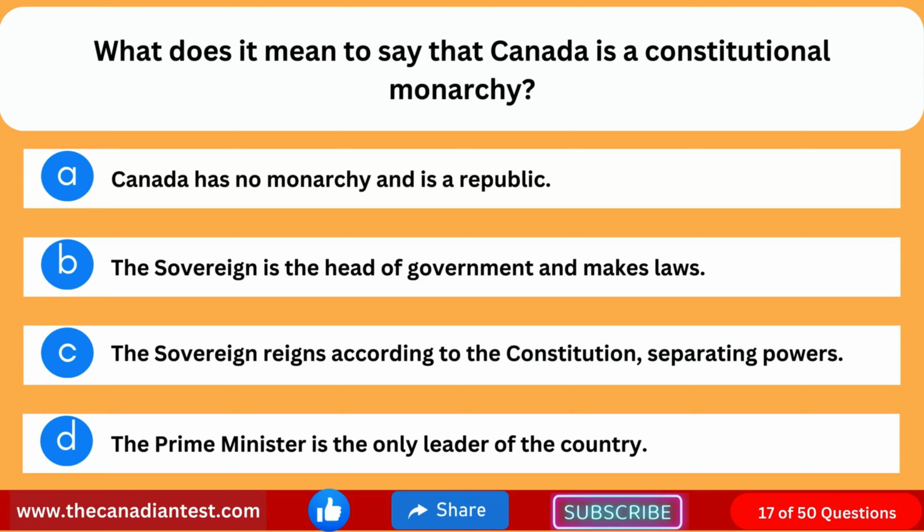What does it mean to say that Canada is a constitutional monarchy? Option A, Canada has no monarchy and is a republic. Option B, the sovereign is the head of government and makes laws. Option C, the sovereign reigns according to the Constitution, separating powers. Option D, the Prime Minister is the only leader of the country.